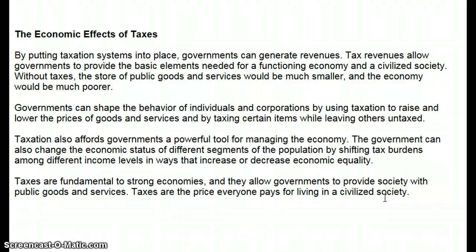Taxation also affords governments a powerful tool for managing the economy. The government can also change the economic status of different segments of the population by shifting tax burdens among the different income levels in ways that increase or decrease economic equality. Taxes are fundamental to strong economies, and they allow governments to provide society with public goods and services. Taxes are the price everyone pays for living in a civilized society.